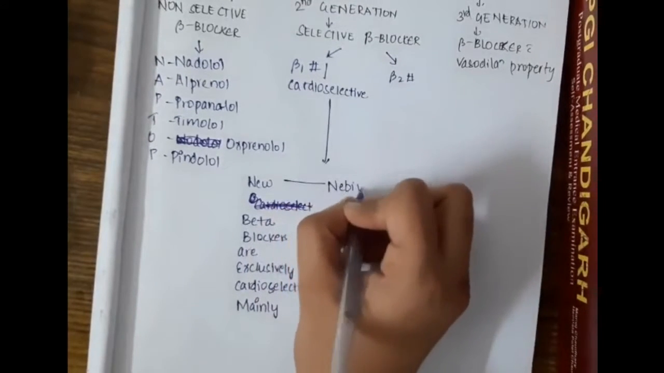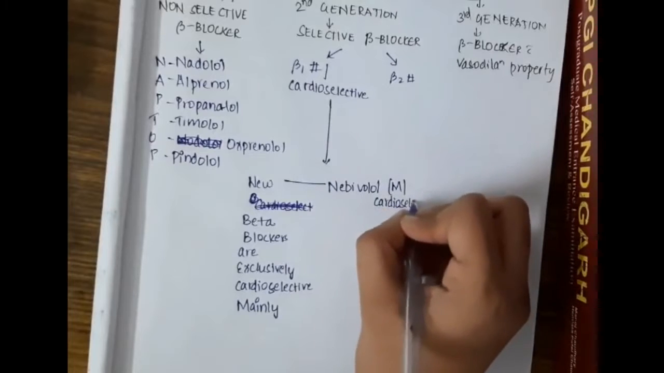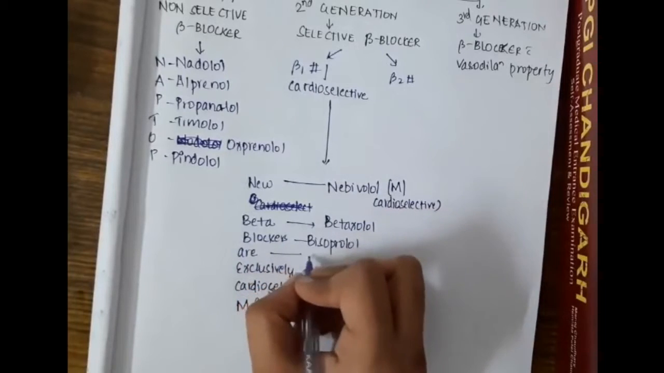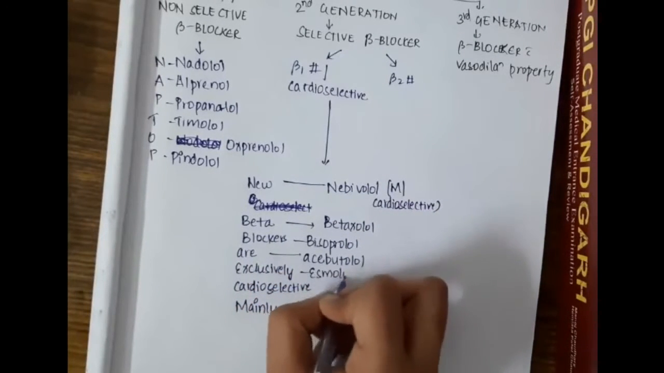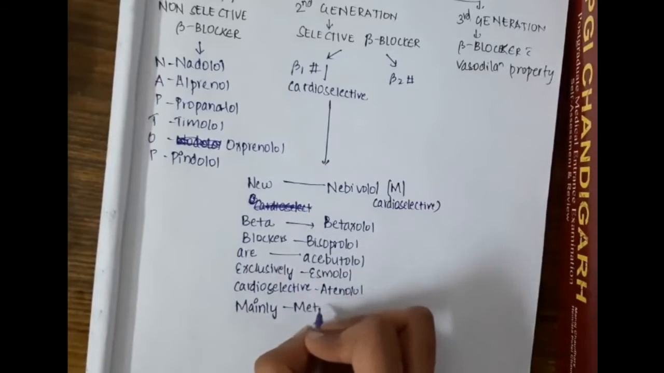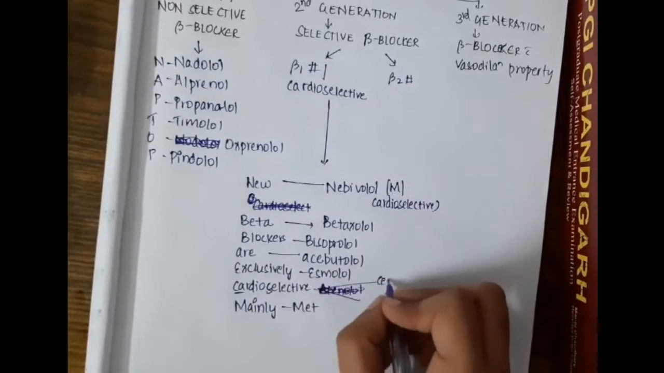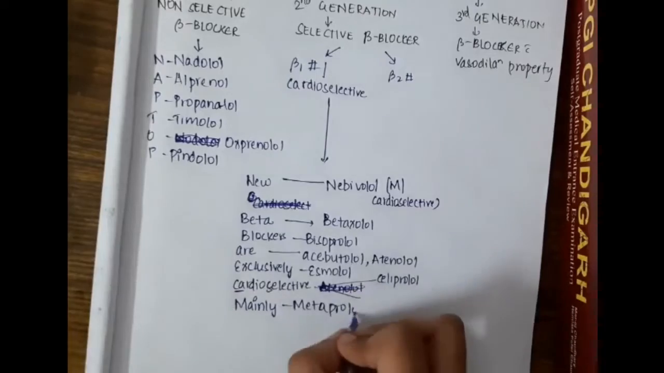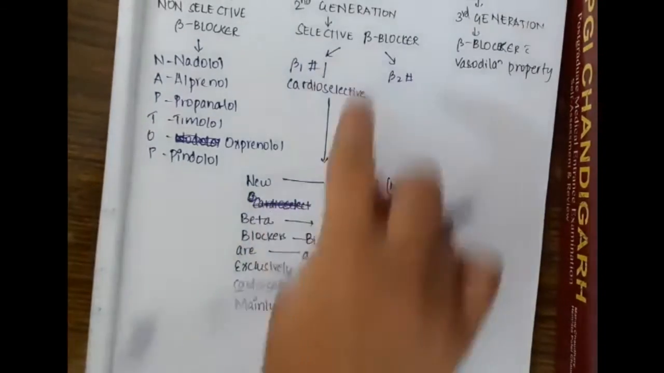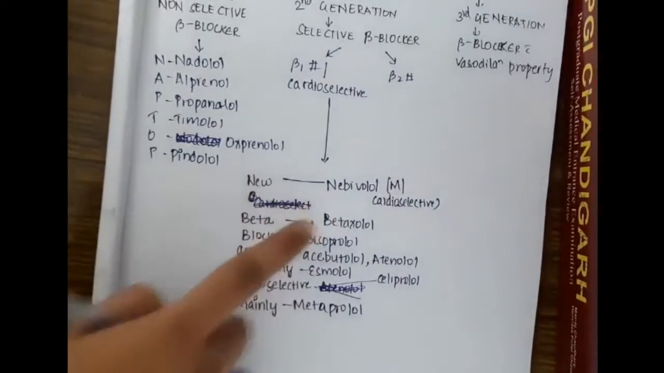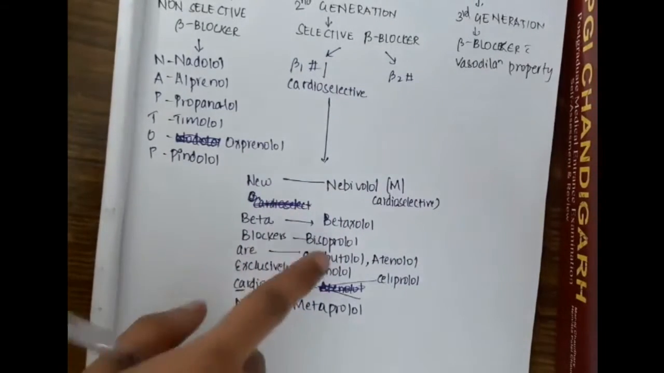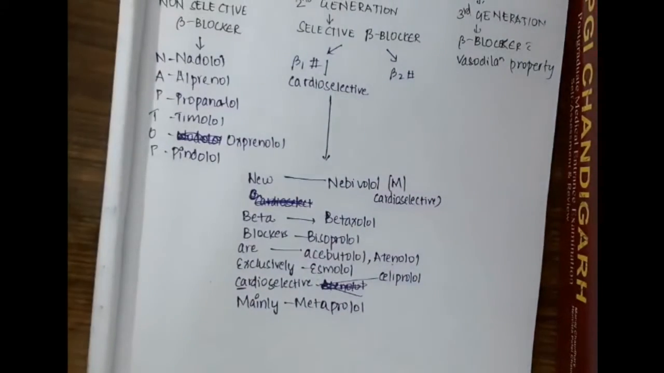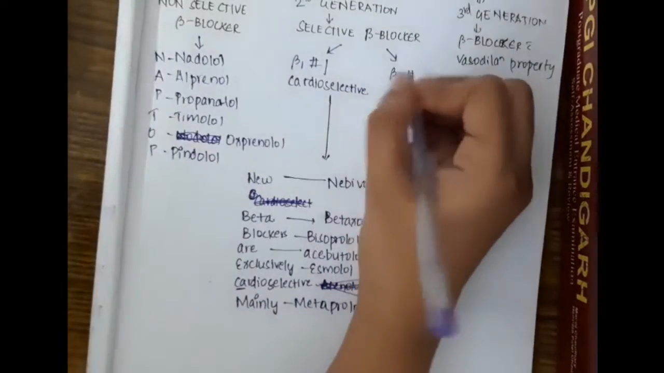So for N we have nebivolol, which is the most cardioselective beta blocker. Then B for betaxolol, and another B for bisoprolol, A for acebutolol and atenolol, E for esmolol, C for celiprolol and M for metoprolol. So nebivolol, betaxolol, bisoprolol, acebutolol, atenolol, esmolol, celiprolol and metoprolol. This you should remember, very important. These are second generation beta blockers.